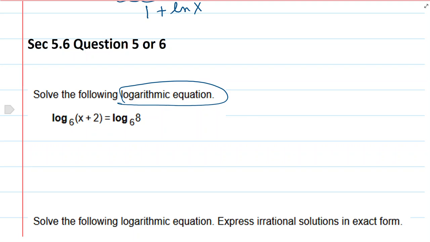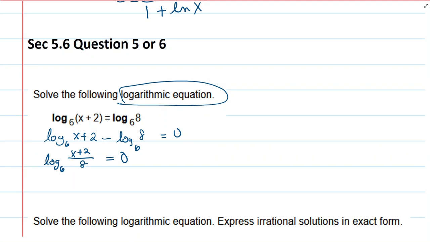All right, this one is the logarithmic equation. So what we're going to do is put it equal to 0. That means I have log base 6 of x plus 2 minus log base 6 of 8 equals 0. Now I'm going to condense it. So that'll be log base 6 of x plus 2 divided by 8 equals 0. Correct?